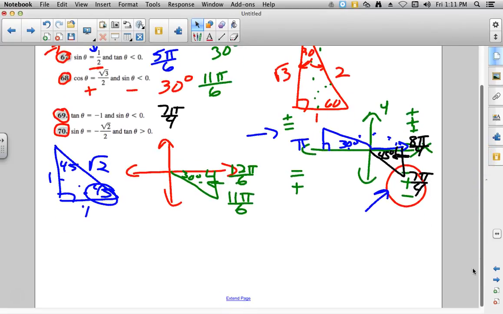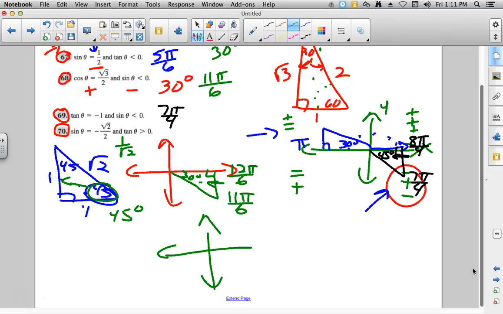Number 70, we have the sine of theta being negative square root of 2 over 2, and tangent has to be positive. Well, this is from my 45, 45, 90, and remember this will be 1 over the square root of 2. So I need my opposite to be a 1, and I need my hypotenuse to be the square root of 2. Well, it's 45 degrees again, so it's just a matter of where. You know, where is this 45 degrees going to go?